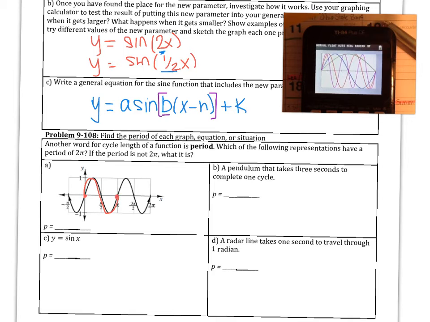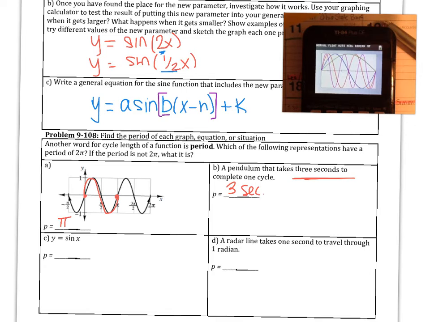So in this case, the period is pi, even though typically the sine function has a period of 2 pi, which we'll get to in a second. Part B, a pendulum takes 3 seconds to complete one cycle. So that would mean the period of that pendulum is 3 seconds. So again, however long it takes for it to repeat one full cycle.